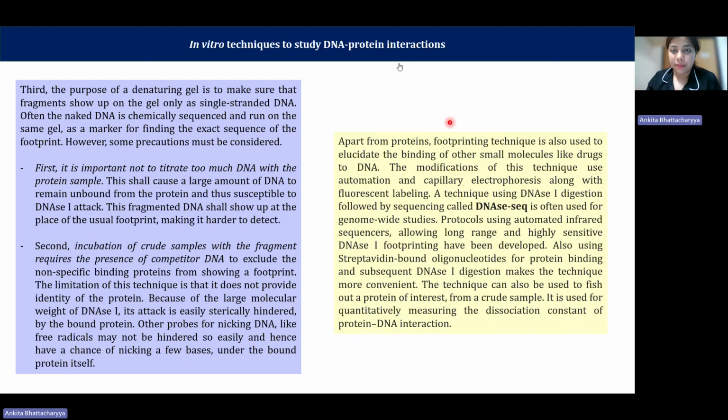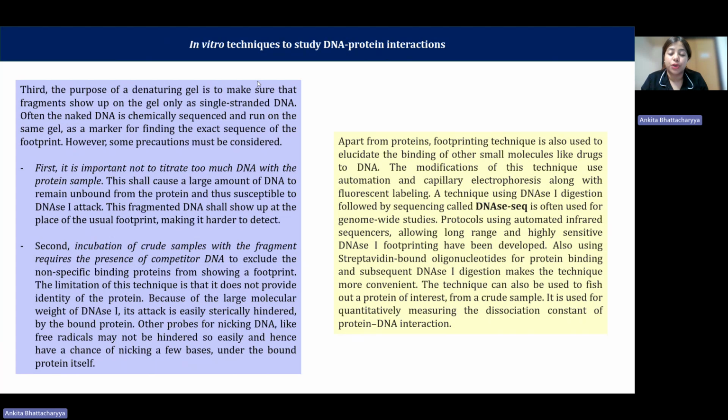Now, apart from this method, which is, while not primitive, a little bit backdated, footprinting is also used to elucidate the binding of other small molecules like drugs to DNA. The technique that uses DNase I digestion followed by sequencing is called DNase-seq, which is used for a number of genome-wide studies. Again, in today's time, you have a lot more advanced strategies for understanding the genome. So this is not really that relevant.